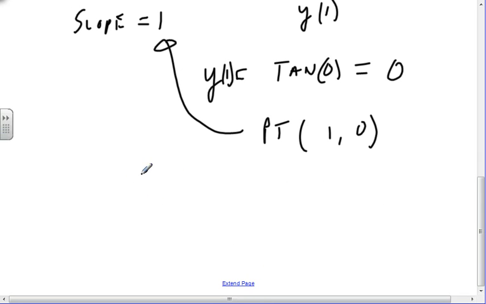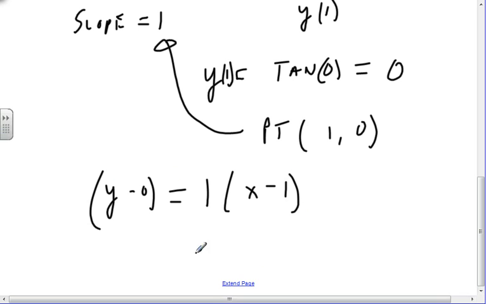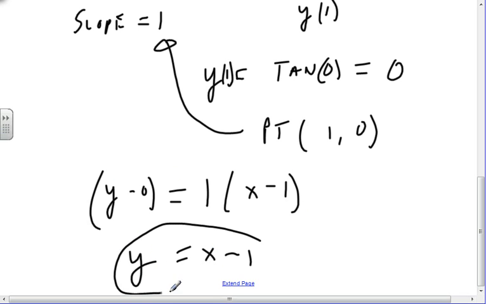Okay, using the point-slope formula, y minus 0 is equal to the slope 1 times x minus 1. So y is equal to x minus 1. That is the equation of the tangent line to the curve y is equal to the tangent of the natural log of x at x equals 1.